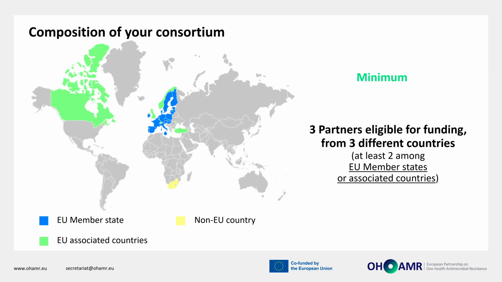For this call to be eligible, proposals must respect the following rules regarding the composition of their consortium. The consortium must include minimum 3 partners eligible for funding from 3 different countries, and among them at least 2 EU member states or EU associated countries.